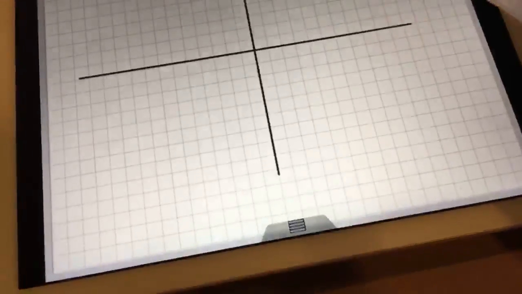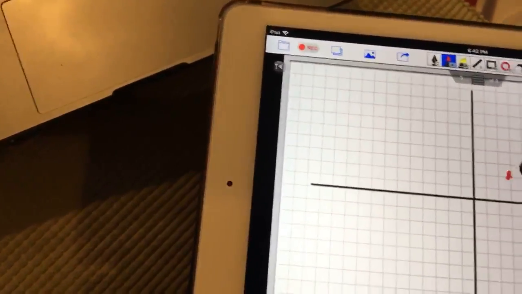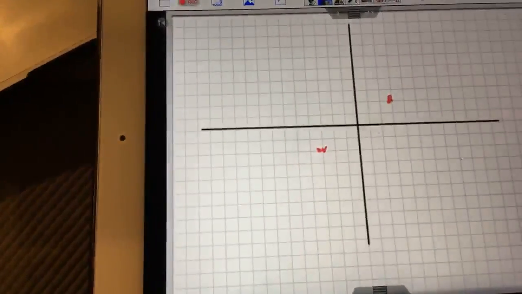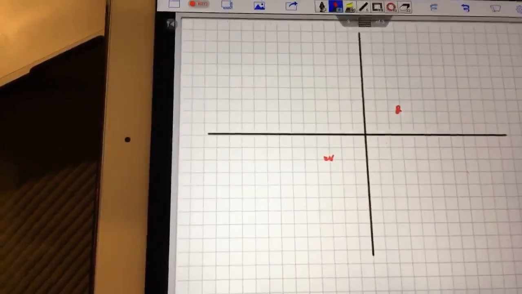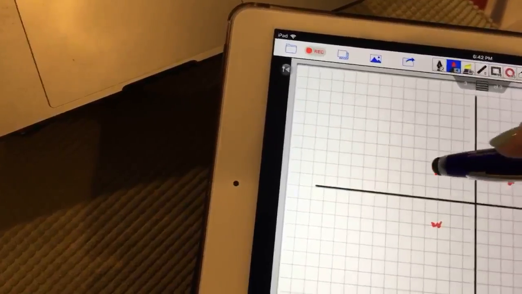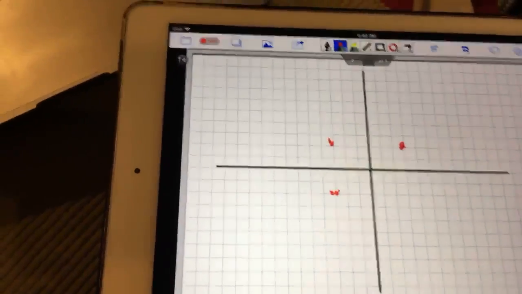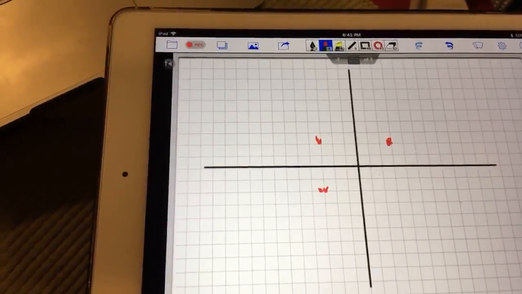Okay, so think about if we had a point right here, and then we rotated it clockwise 180 degrees. Okay, so there's our new point. If we do a vertical reflection and then a horizontal reflection, we wind up with that same point. Does that make sense?